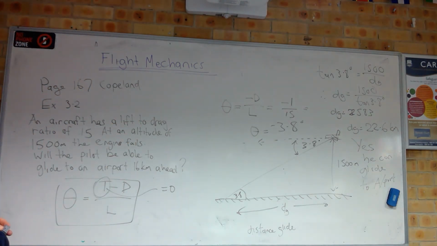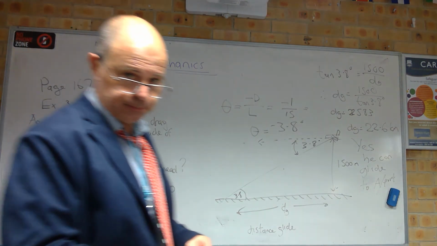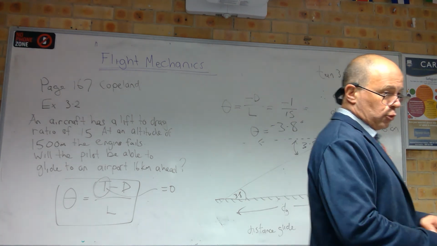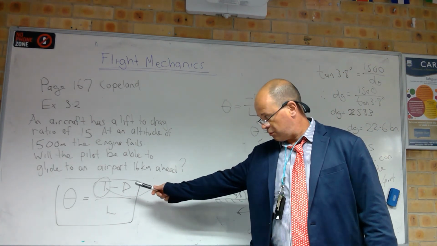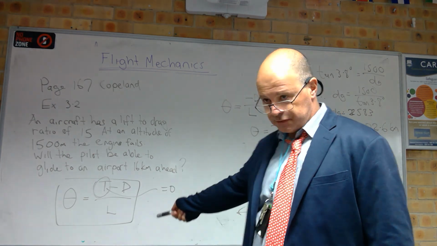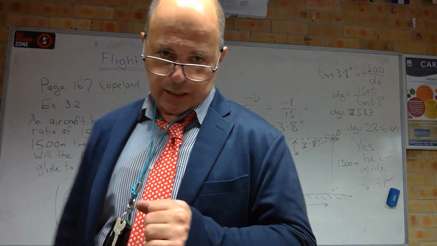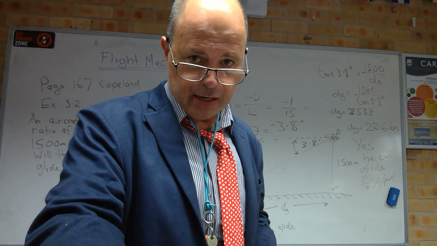So that's example 3.2. And that's an example, once again, of how to manipulate this equation. Theta is equal to thrust minus drag over lift for small angles. Hope that helps explain it.